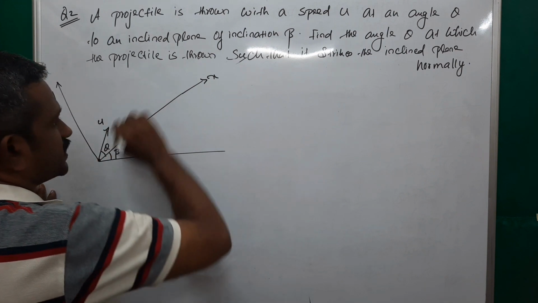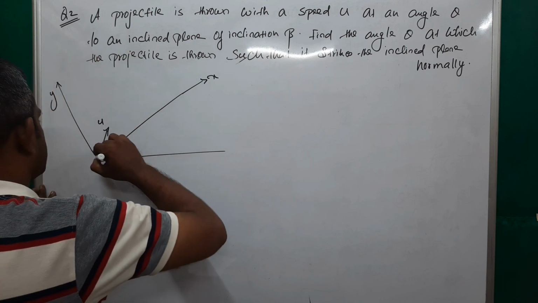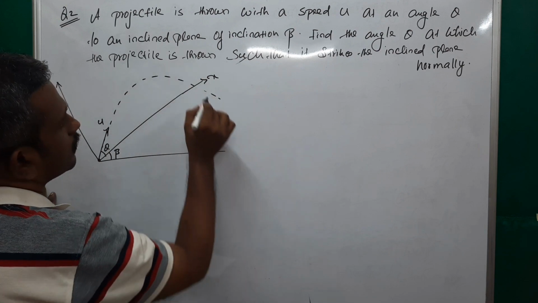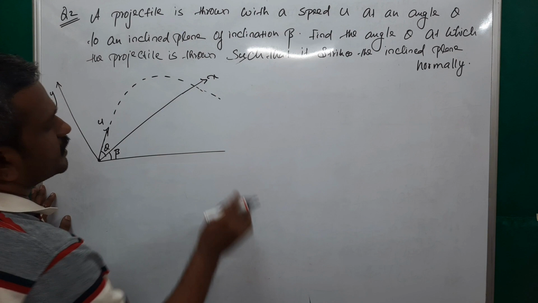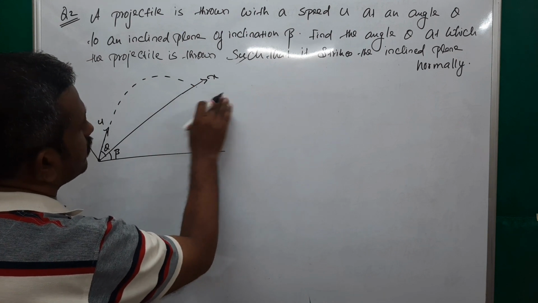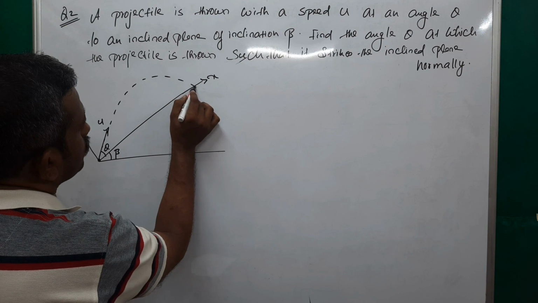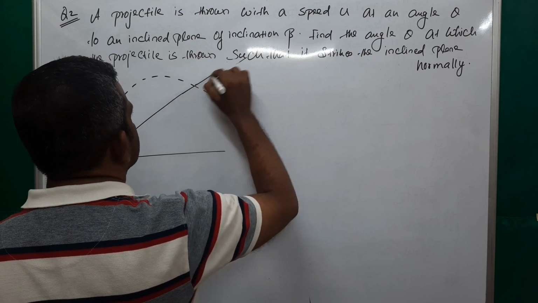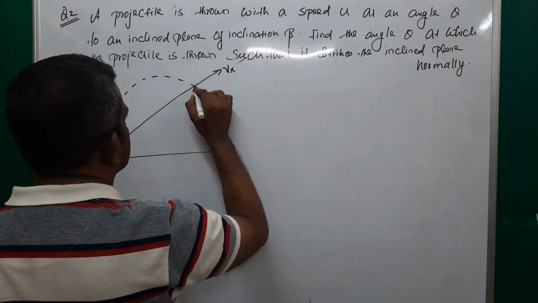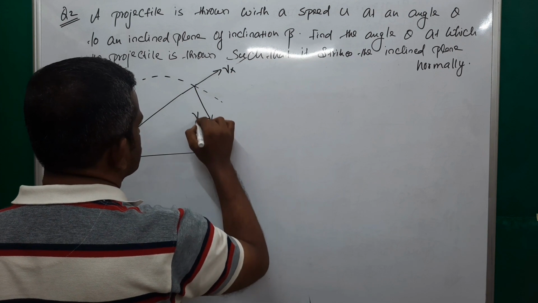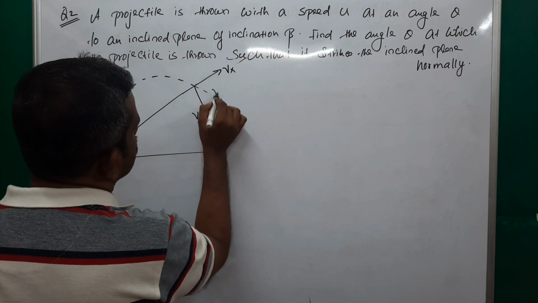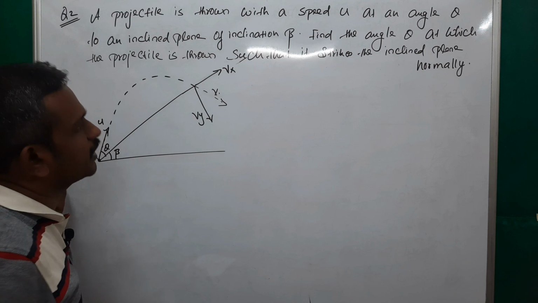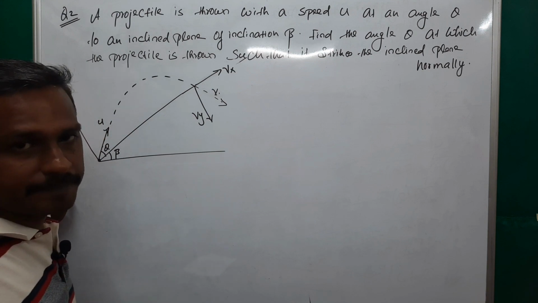So what is the trajectory of this? Suppose you draw the trajectory of this projectile, it is like this. At each and every point, it has two velocities: the horizontal component of velocity Vx and the vertical component of velocity Vy. So this is the resultant velocity, and here is the angle of hitting. So the angle of hit with the inclined plane is not 90 degree.